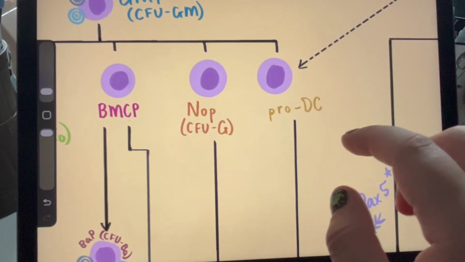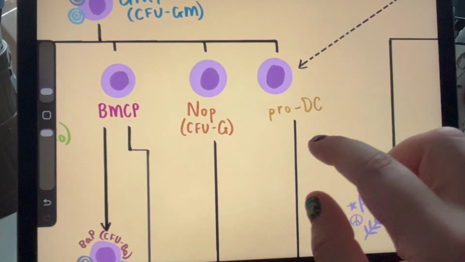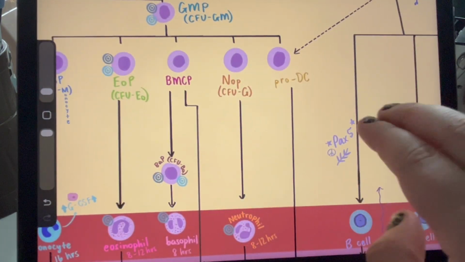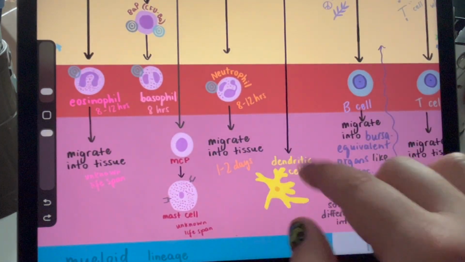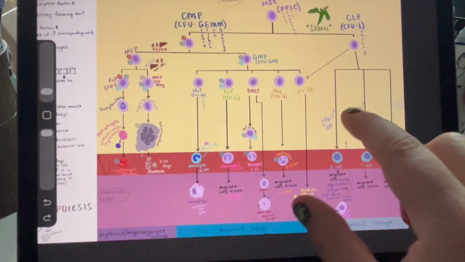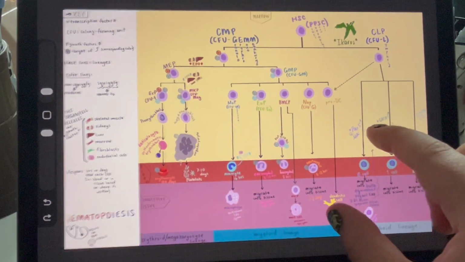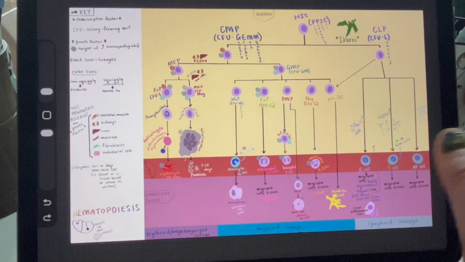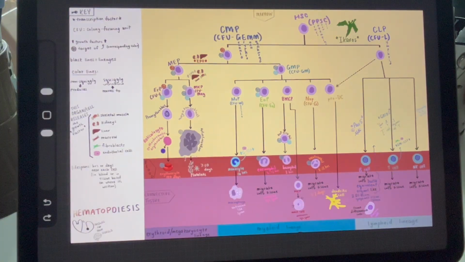And then, finally, oh my God, this is a lot. I hope this helps. We've got the prodendritic cell, and that's going to migrate into the tissue and the connective tissue and differentiate into a dendritic cell in the tissue. Again, I'm going to give you guys this PNG or PDF so that you can look over it at other times, but I hope that this helped break it down somewhat clearly.